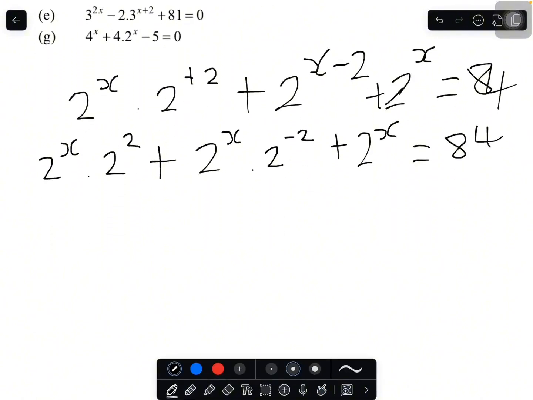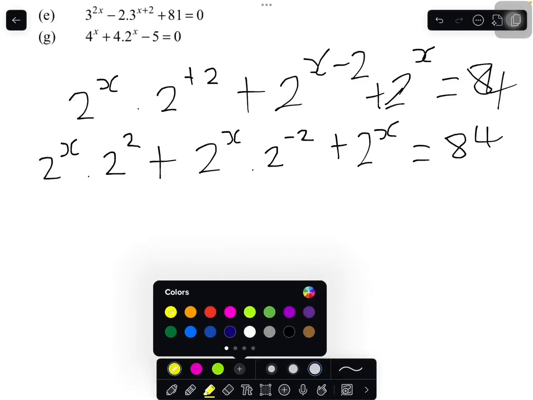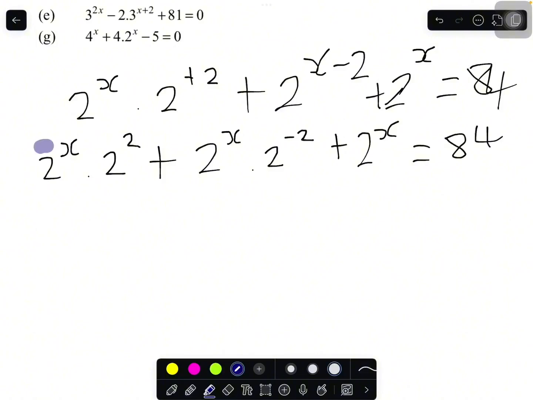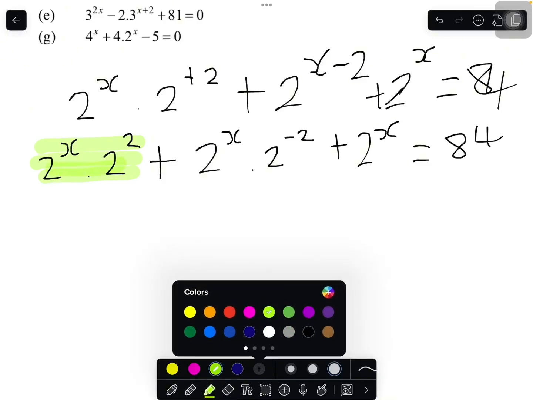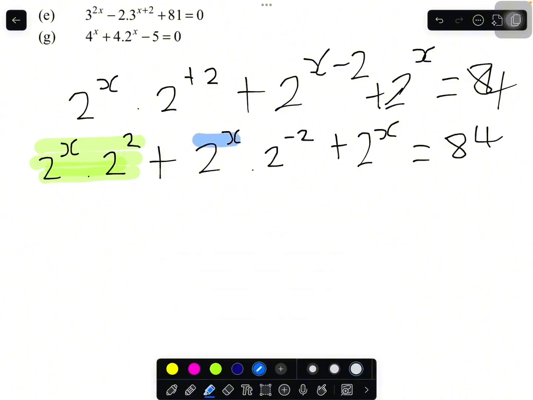If you look at all these terms, right? So what I'm going to do is highlight each term. Let's get a nice highlighter here. See, this right here is one term. Oh, this highlighter is too dark. Let's use this light green. This right here is one term. This, let's pick another nice color. It's blue here. This right here is another term.